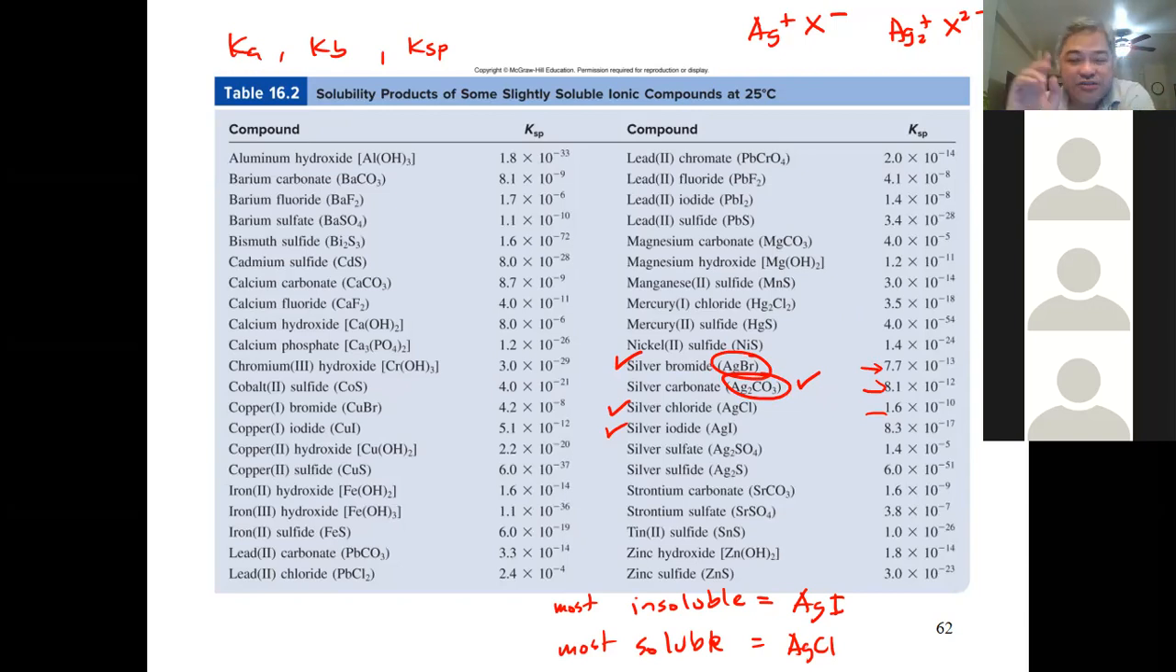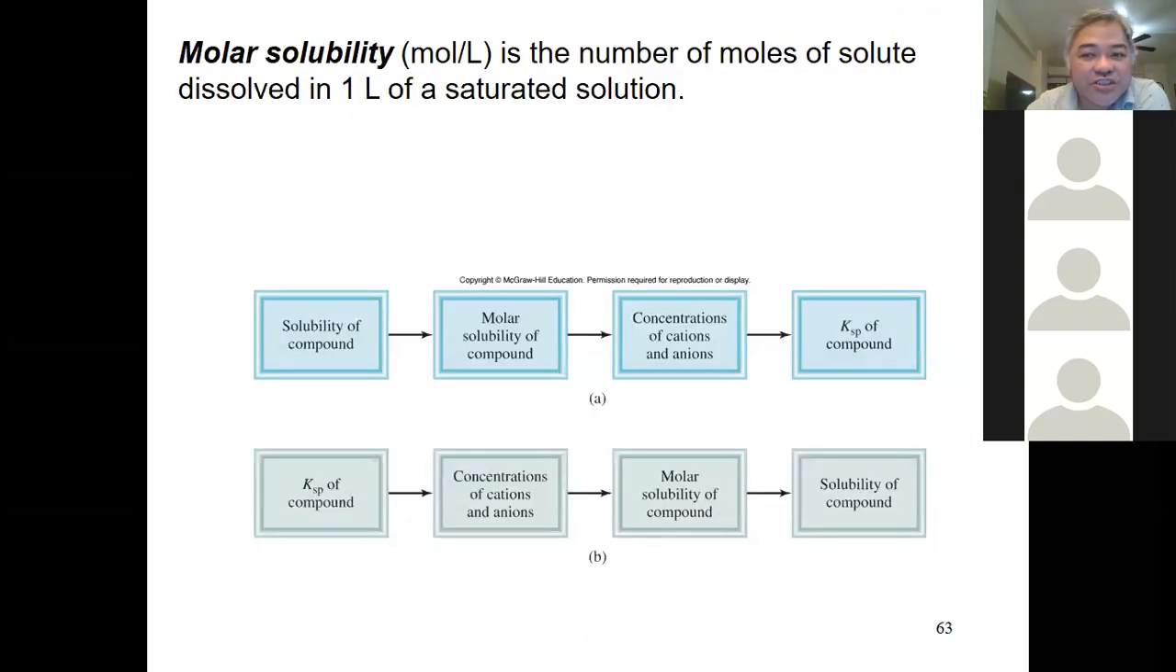Now, there are two types of calculation. This is the last one that we're going to do in a calculation, and then we're done.